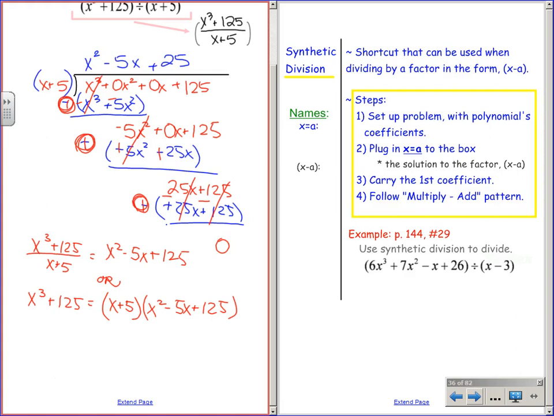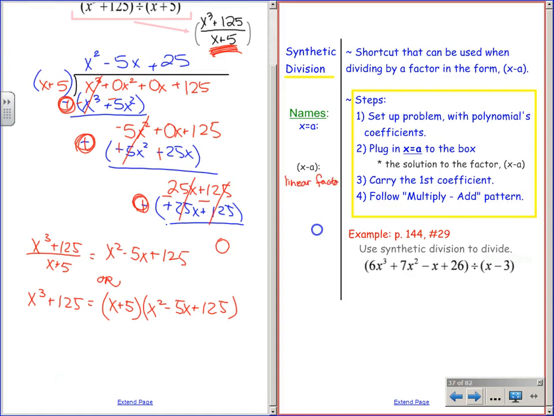Synthetic division says, hey, there's another way to do this division if and only if I'm dividing by a linear factor. I'm going to talk about the linear factor in two ways. One is the actual factor itself, x minus a, and the other is its 0, which is x equals a. In synthetic division, it's really helpful to know the terminology. X minus a is the linear factor that we're dividing by. X equals a is the 0 of that factor.